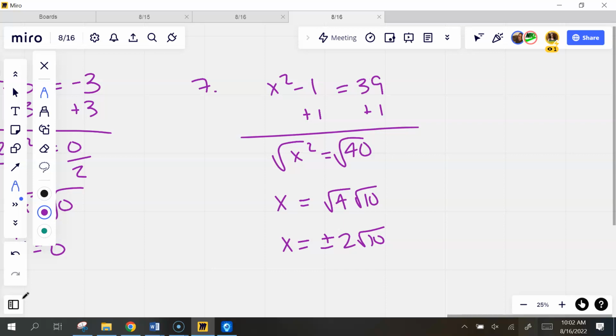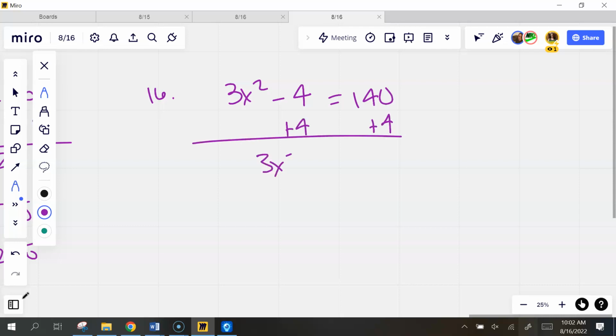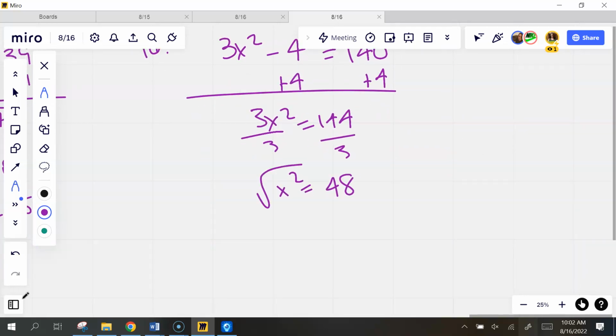How about on the back? 11 through 16. 16. 3x squared minus 4 equals 140. I'm going to add 4 to both sides. I get 3x squared equals 144. Divide by 3. 4 and 8. Perfect square I can divide 48 by. 16 and 3. Nice. So I get plus or minus 4 root 3.